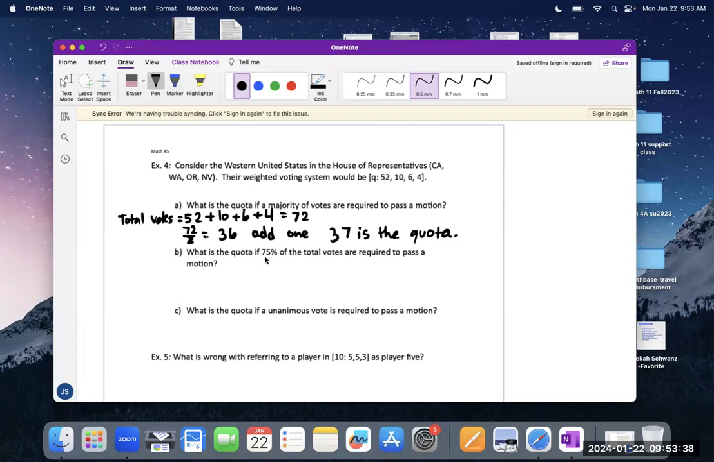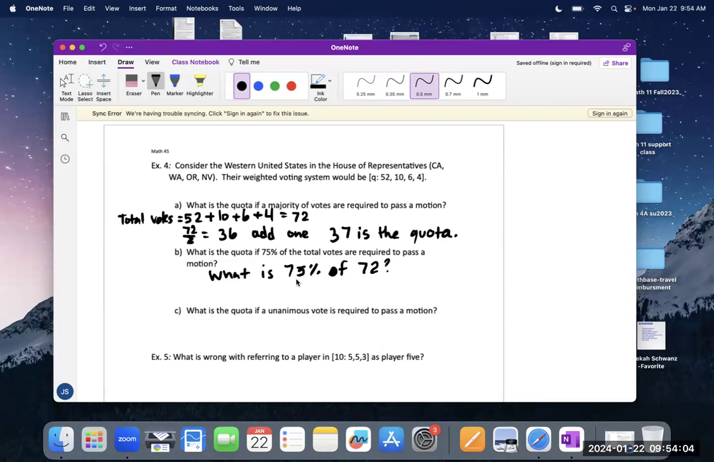What is the quota if 75% of the votes are required to pass a motion? So I have to find out what is 75% of 72. Sometimes I write the question out and it helps me figure out how to do it. So remember the word "of" looks like a multiplication dot.